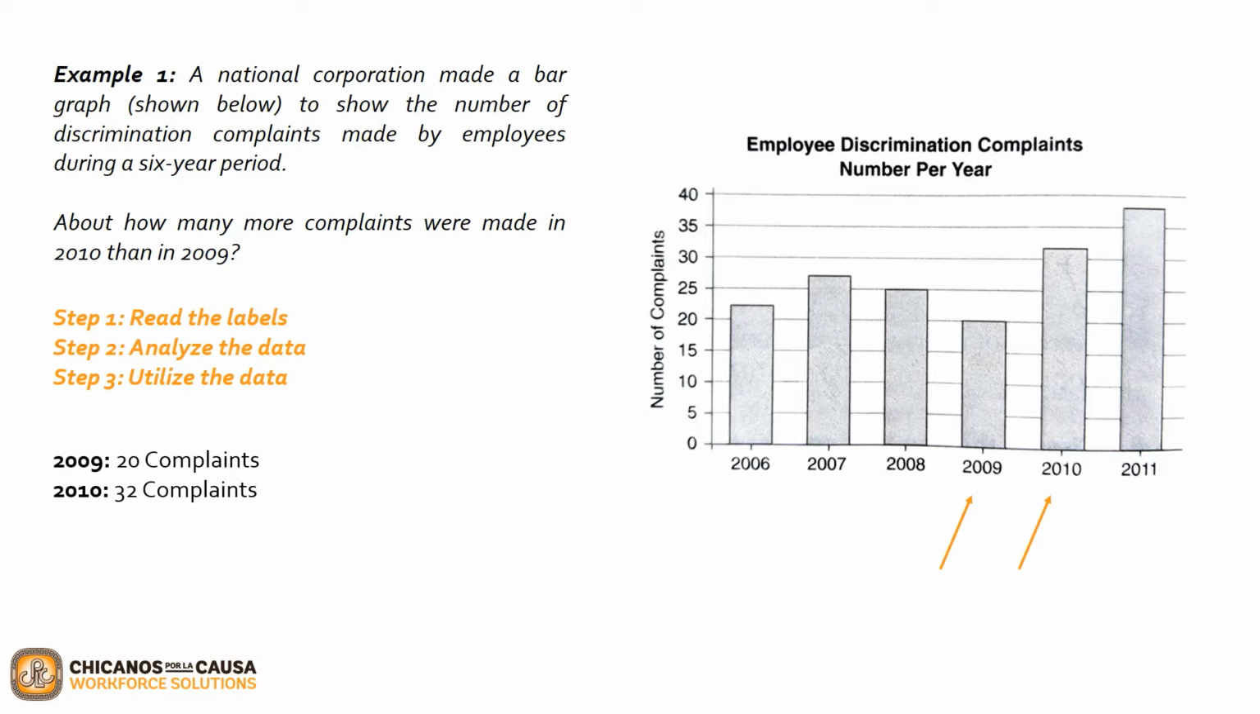So it's asking us how many more complaints were made in 2010 than in 2009. So this to me sounds like a subtraction problem. So we're going to go ahead and subtract the number of complaints from 2009 from those that are listed for 2010. So if we take 32 complaints for 2010 minus 20 complaints for 2009, that gives us a final answer of 12 complaints. Therefore, there were 12 more complaints made in 2010 than in 2009.